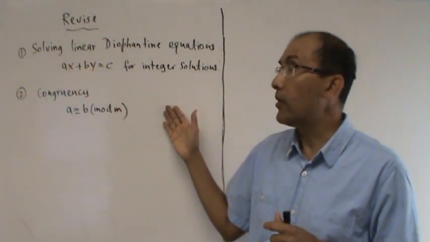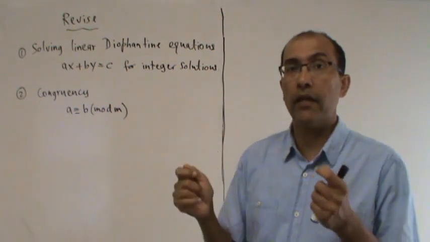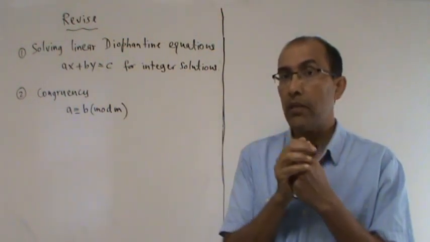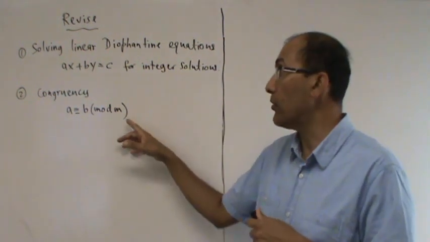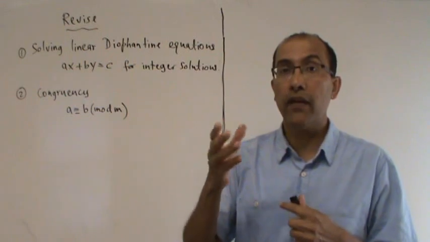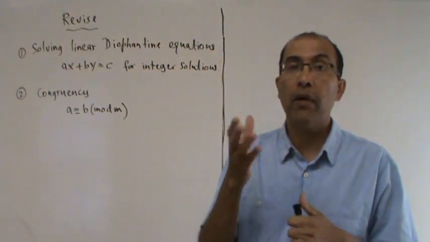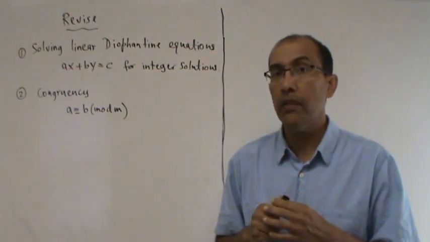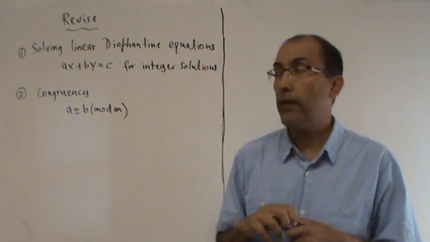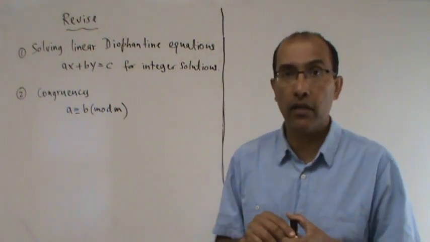Then we looked at congruency. That's a connection between two integers. We say that the two integers a and b are congruent modulo m if m can divide the difference a minus b. If a minus b is a multiple of m, then we say that a and b are related. And we discussed several properties.